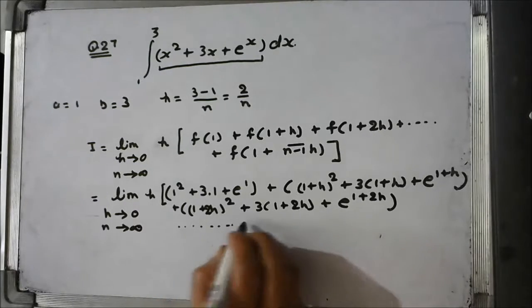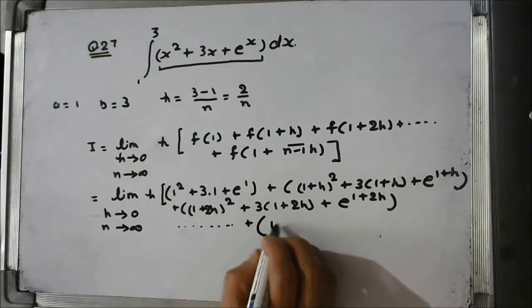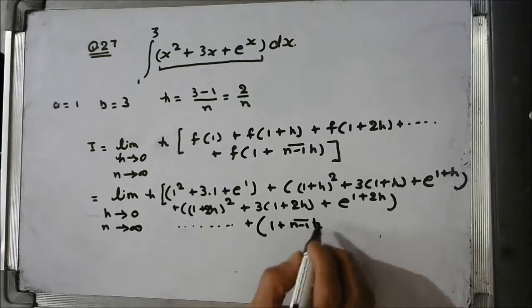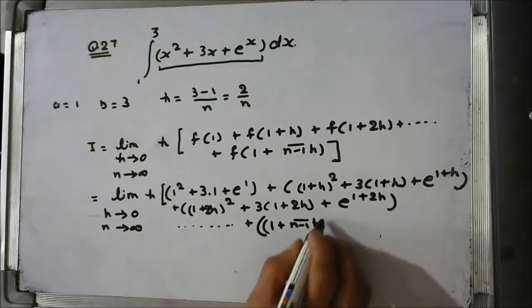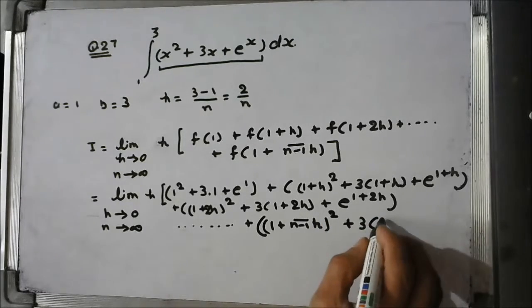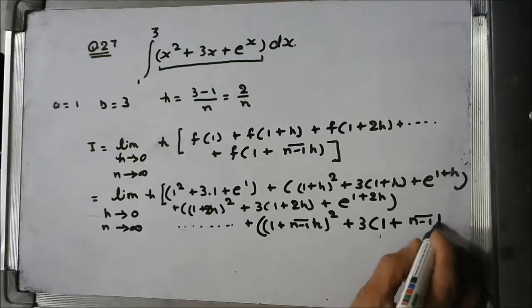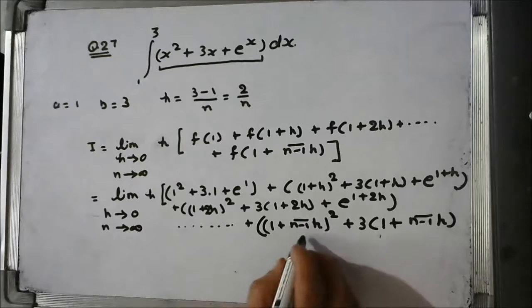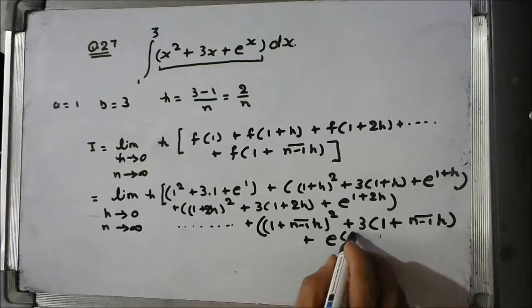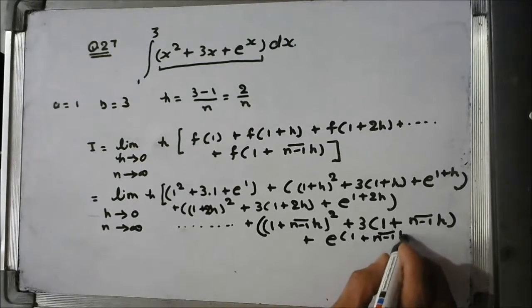The last term is (1 plus (n minus 1)h) whole square plus 3 into (1 plus (n minus 1)h) plus e raised to the power 1 plus (n minus 1)h.